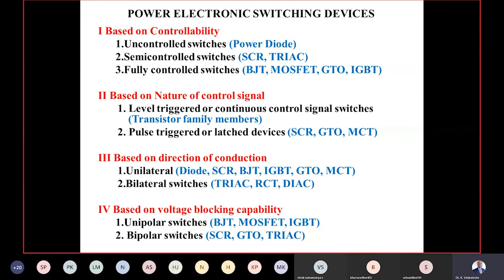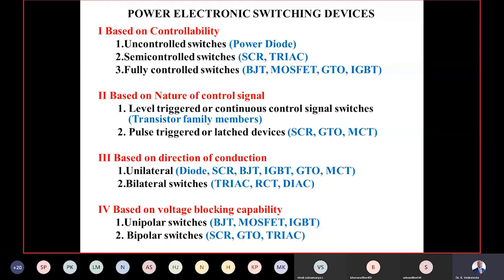That should not happen. So we have a next category called bipolar switches. We take SCR, GTO, TRIAC. All these switches can handle both positive voltage of 200 volts and negative voltage of 200 volts without any problem. That's the main advantage of bipolar switches.